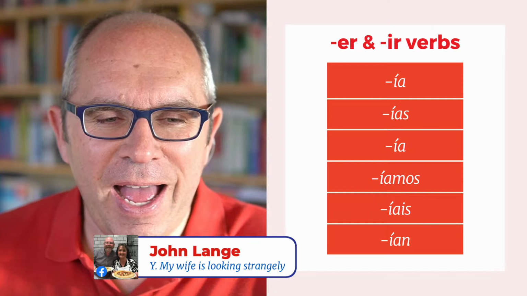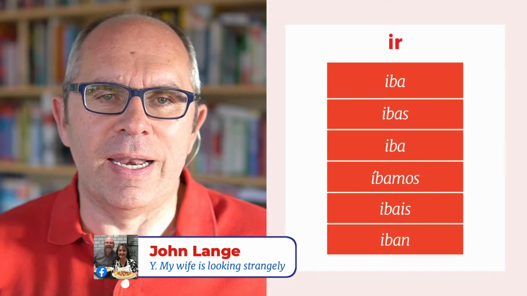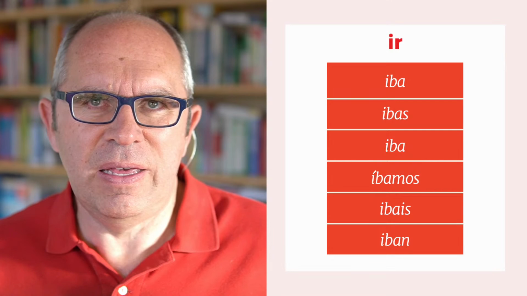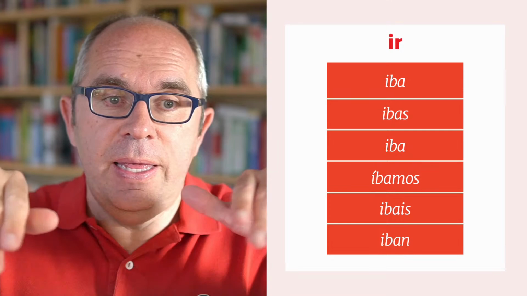Fantastic. Okay, so 3 irregular verbs in the imperfect. Let's look at them. First of all, we've got ir. It's kind of funny because when you think about ir, it's almost like an ending in itself, but it would be a wee bit strange just to have ía, ías, ía, because those are our endings. So what happens with ir is they throw in a b. So you get iba, I was going, ir of course is to go, iba, ibas, iba, íbamos, ibais, iban. So that's the imperfect of ir.